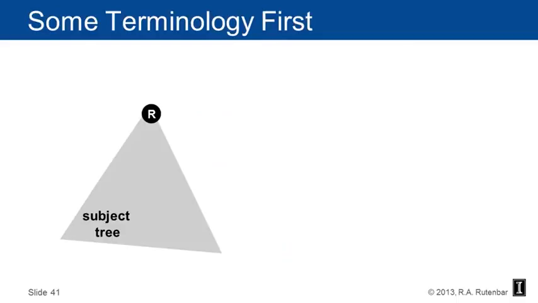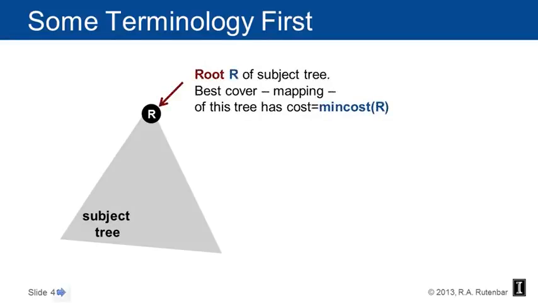So a little bit of terminology here. I've got a big gray triangle, which is the subject tree, and a little black circle with an R in it. What is that? That is the root of the subject tree. So R is the node way up at the top of our subject tree, and the best cover, which is to say the best mapping of this tree, has a cost, and that cost is min cost R. If we invoke our recursive algorithm on node R, it's going to calculate a number. That number is the cost of the best mapping.